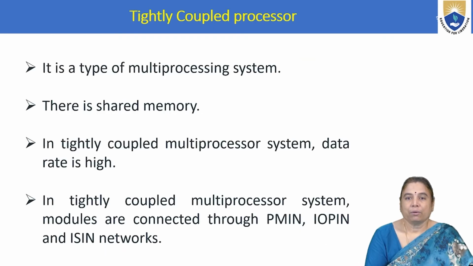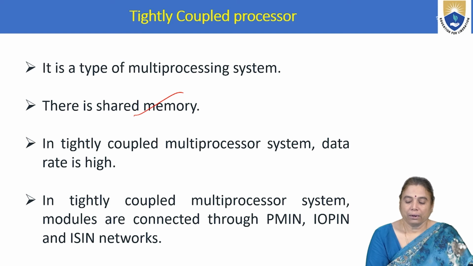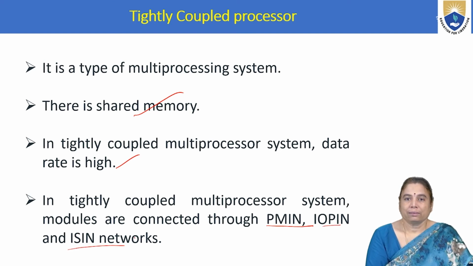Now, what is the tightly coupled architecture or processors? It is also one type of multiprocessing system, and here it uses the shared memory technique. In a tightly coupled multiprocessor system the data rate is high. Why? Because all processors are sharing a common memory. In a tightly coupled multiprocessor system, modules can communicate through PMIN, IOPIN, ISIN networks. By using these network protocols, the communication between multiprocessors can be carried out.